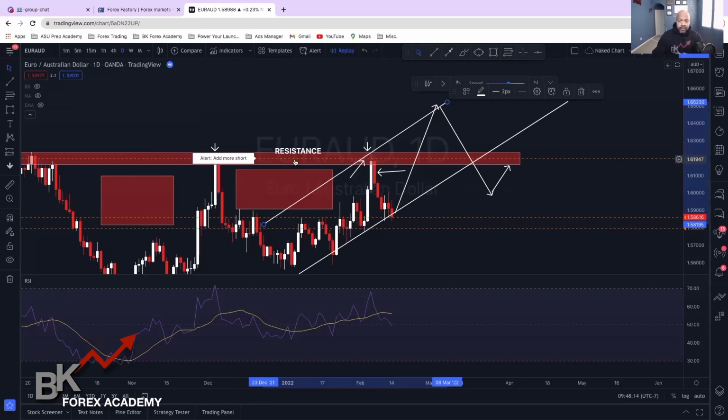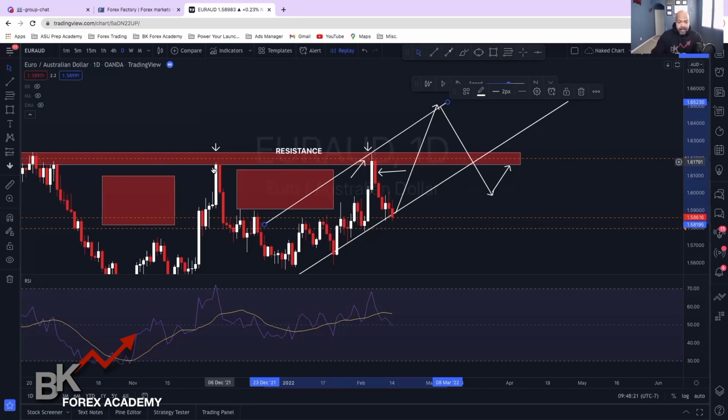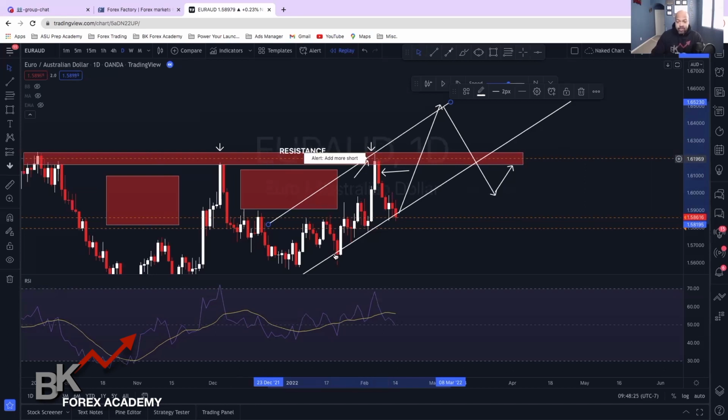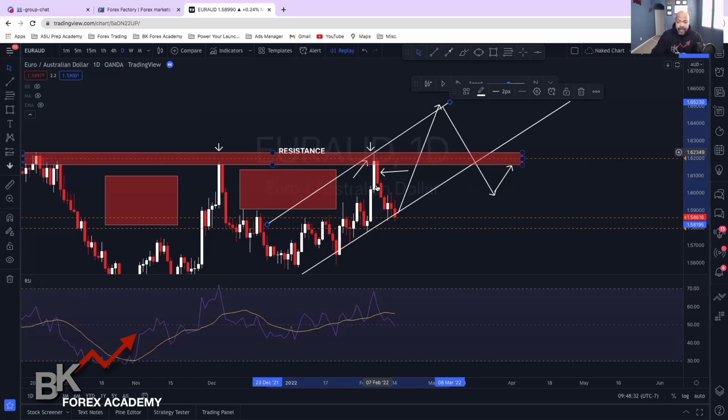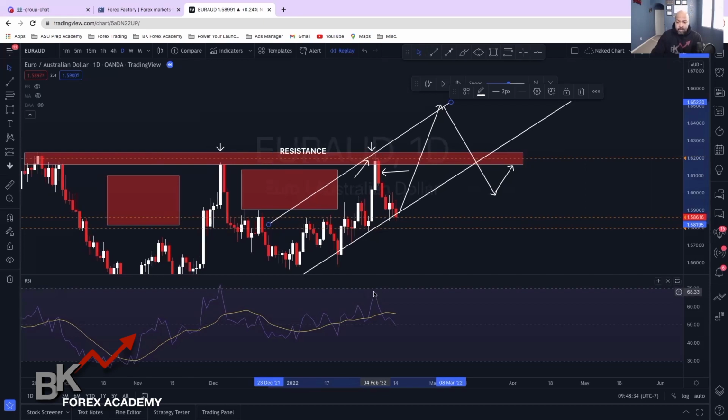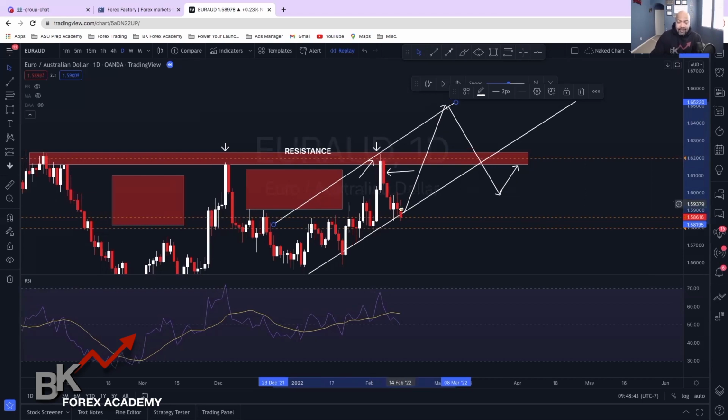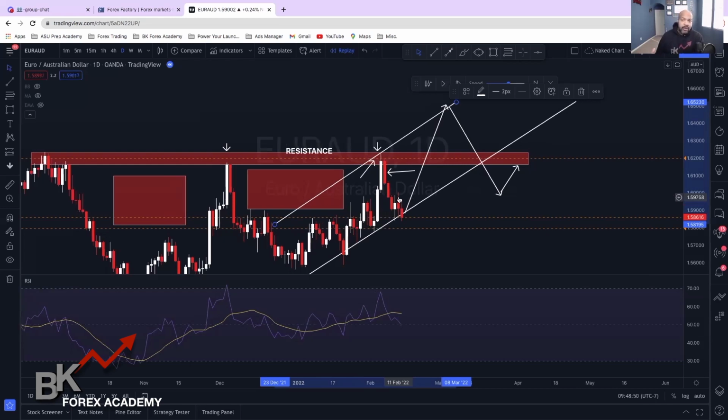So I used one resistance line here, which I looked in the past and it respected it here, respected it here, and respected it here. And then I drew my trend line and my channel in which it respected the top of my trend line. Okay. And then my RSI, which also supports an overbought pair. And price has to come down. This happens about 90% of the times when I trade. So you want to use a few different things for confluence.